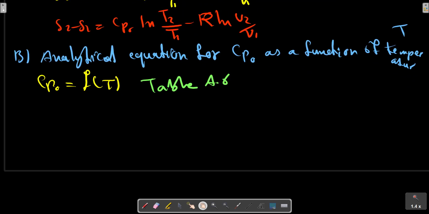The third possibility is to integrate. In this case we can write the relation for S2 minus S1 as the integration of a function of T. The third possibility is to integrate the result of a calculation of statistical thermodynamics from a reference temperature.